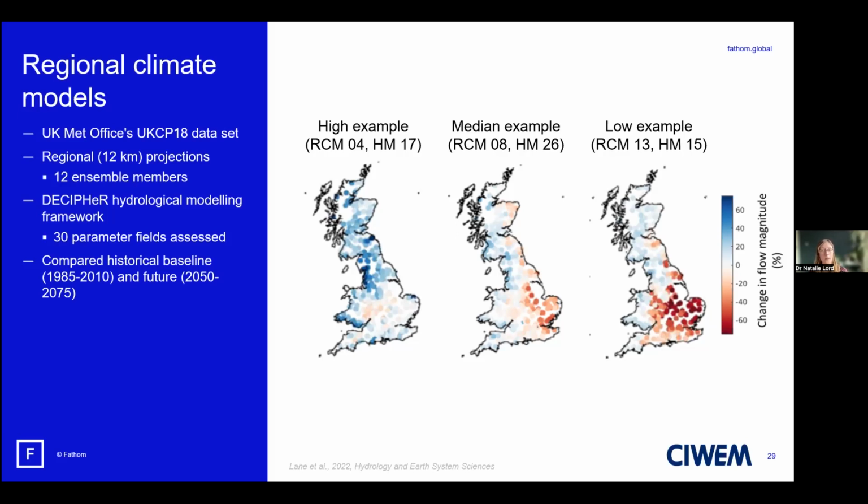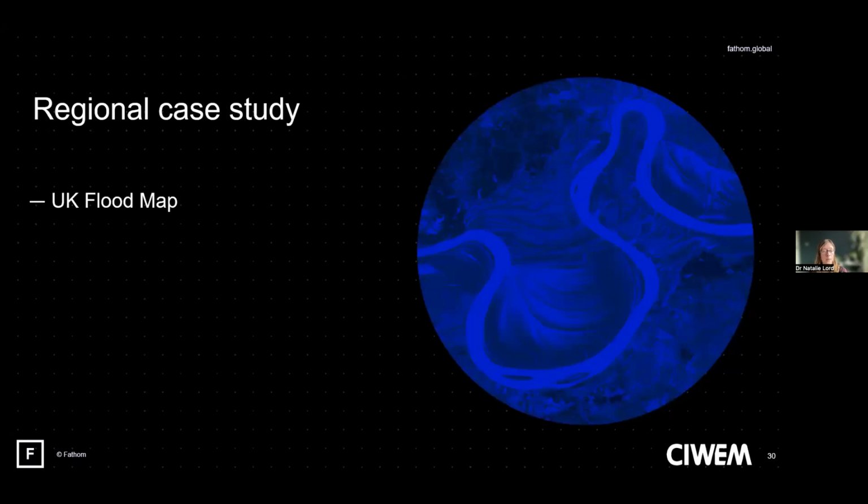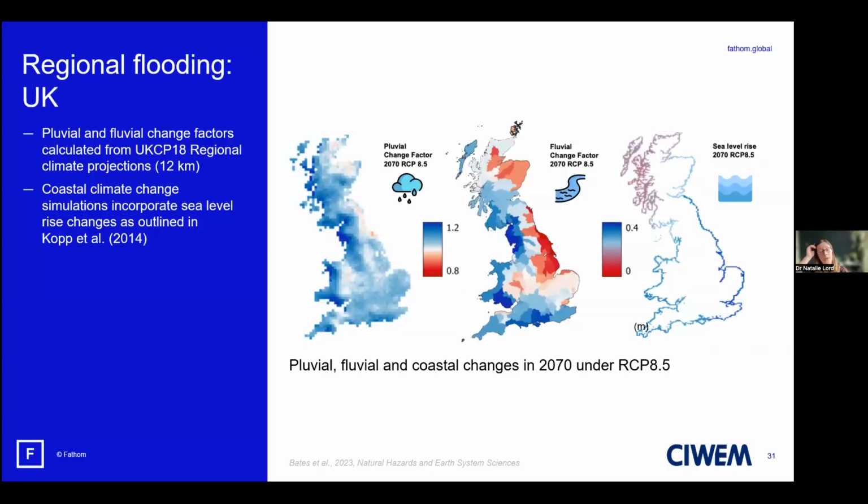Next slide, please. So another example of climate-adjusted flood modelling on a regional scale is Fathom's UK flood map. Next slide, please. So for this, the UKCP18 regional climate model projections were again used, but here a change factor approach was used, similar to the one that we applied and talked about in our global flood model. The UKCP18 climate data was used to calculate pluvial and fluvial change factors, which are shown on the left and central maps for year 2070 and the high emissions scenario RCP 8.5.